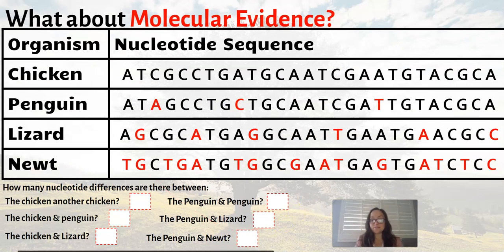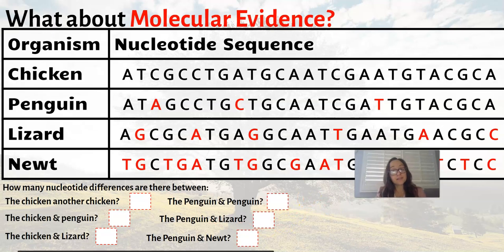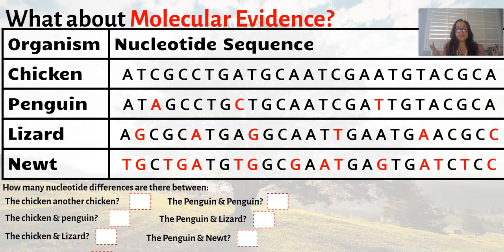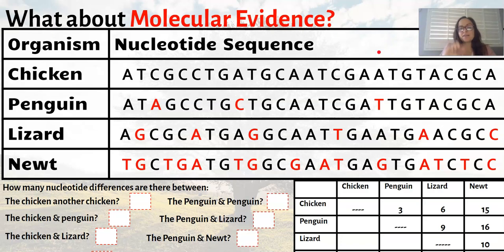But another type of evidence we can use is called molecular data. Sometimes molecular data can be presented to you as a number of differences in DNA, or as a number of different amino acids between 2 species. If I look at these species here, I already marked the differences in different colors for you. When you interpret them, if you compare the chicken DNA sequence to the penguin DNA sequence, there are 3 differences. But if you compare the chicken to the lizard, there are 6 differences. And the chicken to the newt is 15 differences.